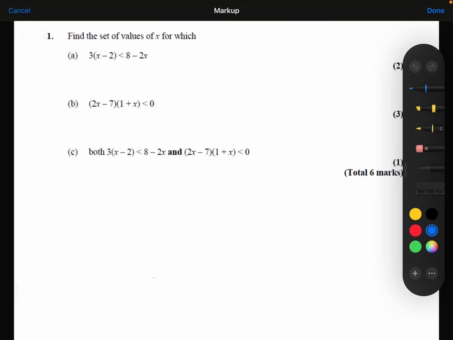Find the set of values of x for which 3 lots of x minus 2 is less than 8 minus 2x. So let's expand these brackets. The 3 lots of x is 3x. The 3 lots of the minus 2 is minus 6.